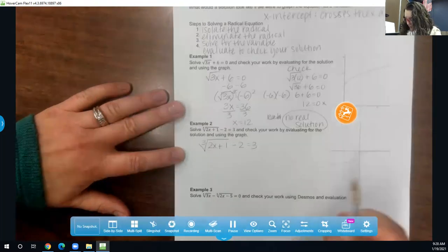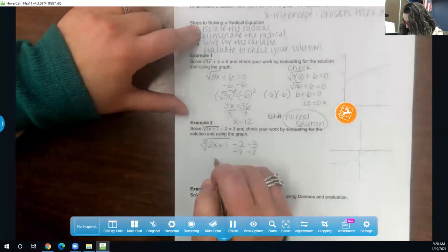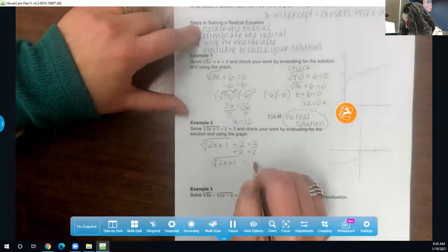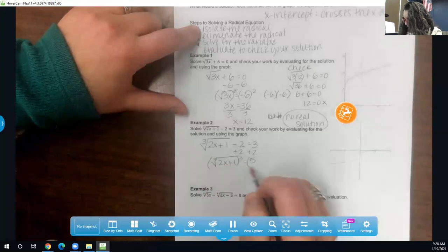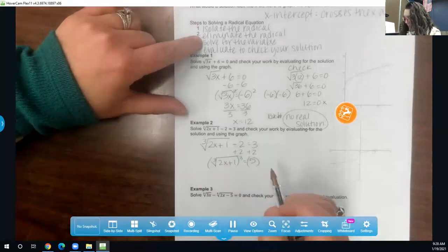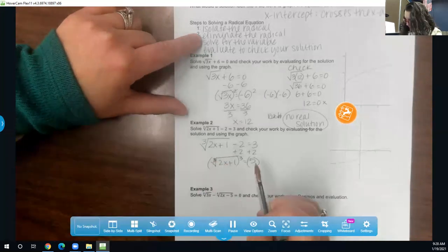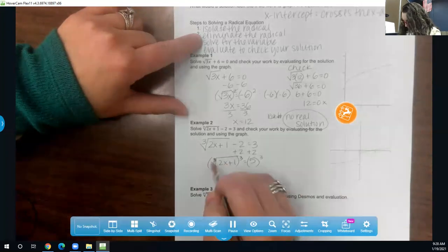So I isolate the radical. I'm going to get rid of this 2, so I have the cube root of 2x plus 1 equals 5. And I'm going to cube both sides. That's eliminating the radical. Because my radical is a cube root, I'm going to do the opposite, which is raising to the third power. So those cancel, those get eliminated.